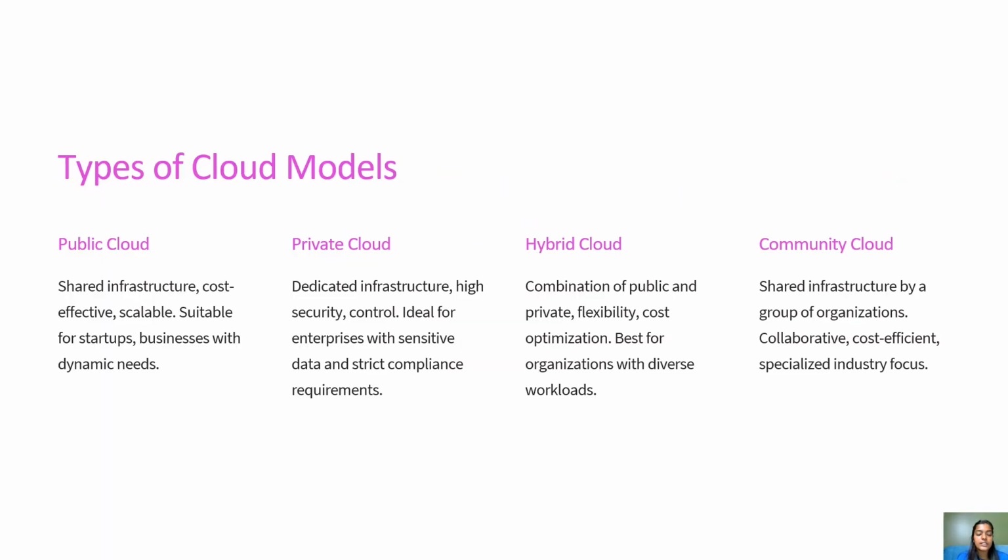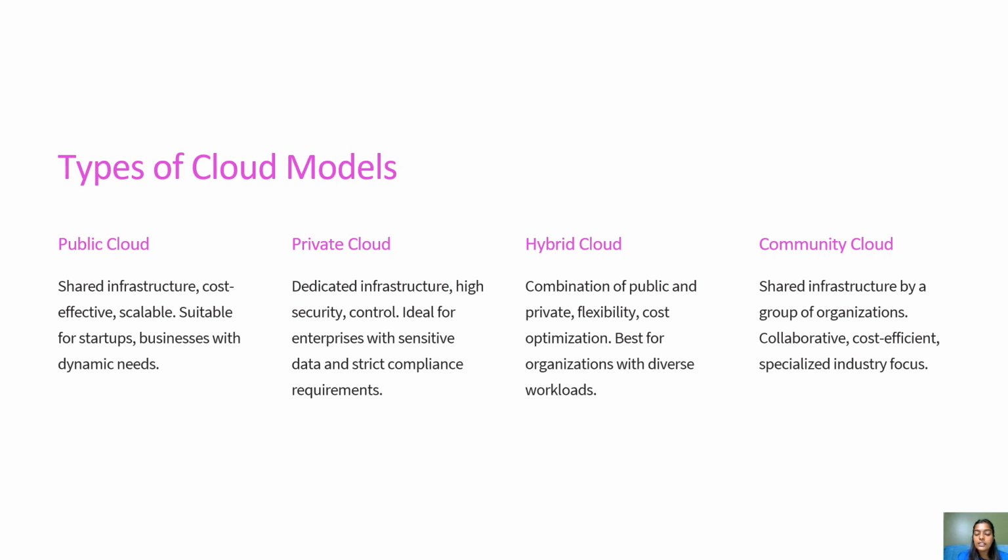Going on to the next slide, we have types of cloud models. We have public cloud, private cloud, hybrid cloud, and community cloud. Coming up to the public cloud: shared infrastructure, cost effective, scalable, suitable for startups and businesses with dynamic needs. Coming up to the second cloud, that is private cloud: dedicated infrastructure, high security control, ideal for enterprises with sensitive data and strict compliance requirements.